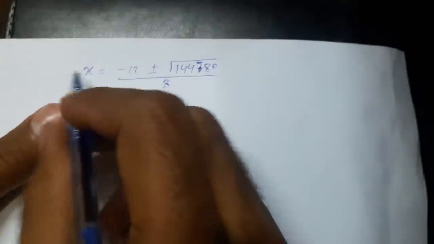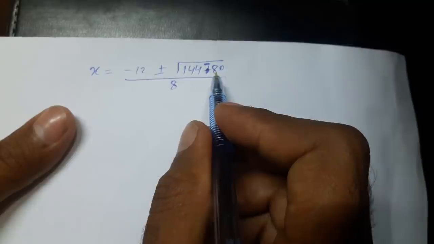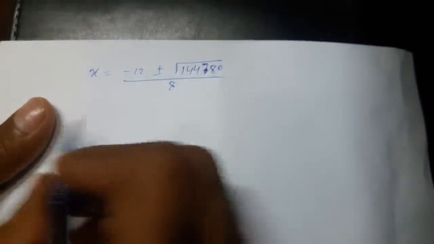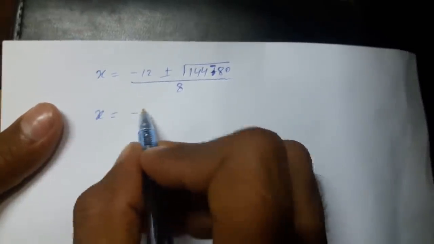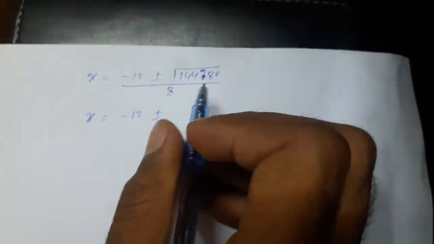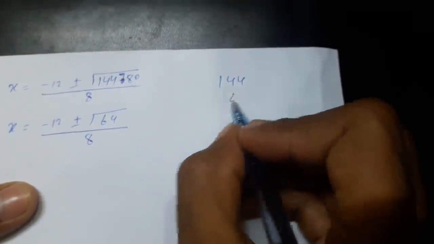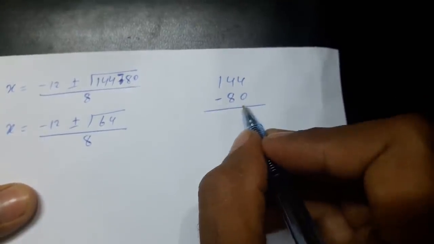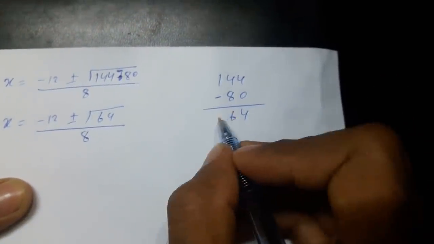Okay, so now x is equal to minus 12 plus minus square root of 144 minus 80, divided by 8. So now we will subtract this one. 144 minus 80, the answer will come 64. You can check here also: 4 minus 0 is 4, 14 minus 8 is 6, so the answer will be 64.